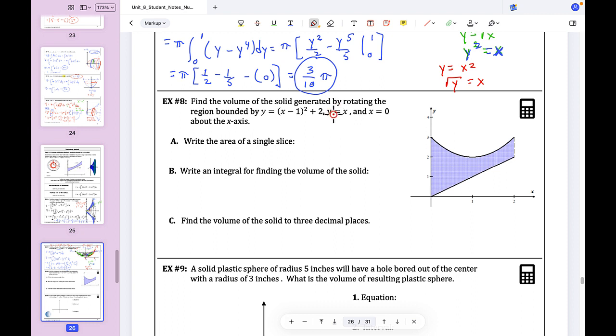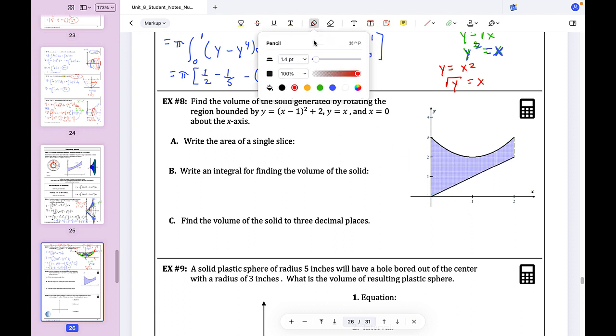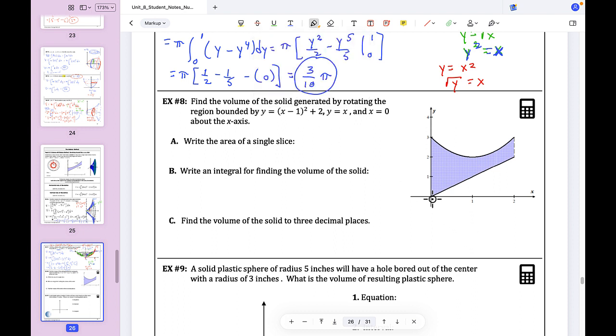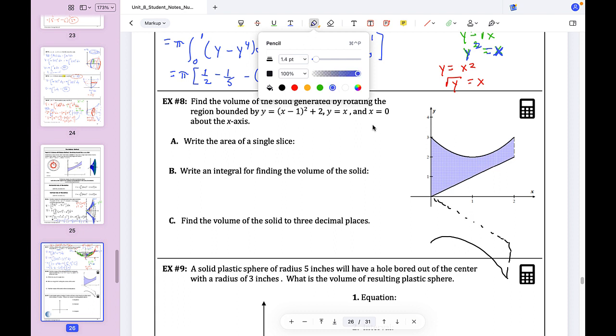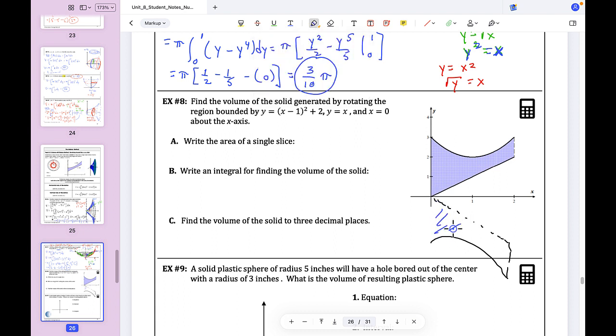Now we've got a solid generated by rotating the region about the x-axis. So that's good. When I rotate this around the x-axis, I'm going to get, let's see, a curve that looks kind of like this. Okay, so I get that.